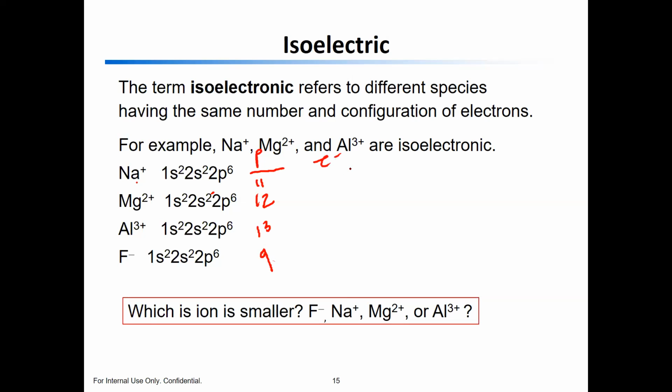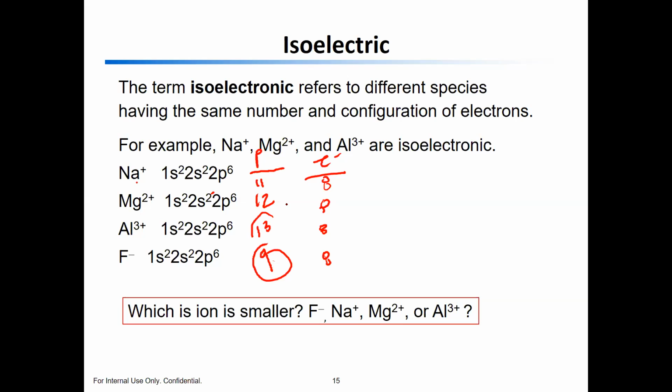All right, now let's see how many electrons we have. 8, 8, 8, 8. So which one of these is going to pull the electrons really tight to the center? Fluorine. Yeah, fluorine. Which one's going to hold the electrons really tightly? The one that has 13 protons or the one that has 9 protons? Which one's going to hold the electrons really tight?